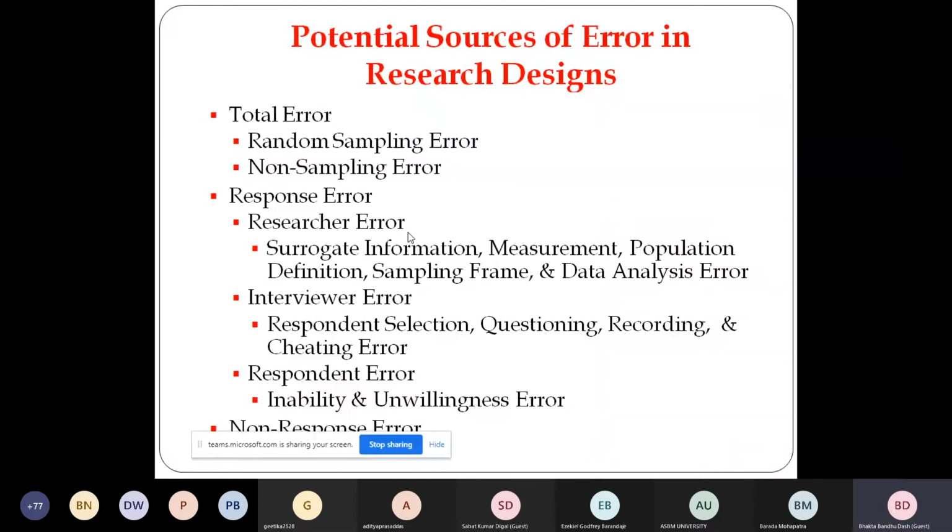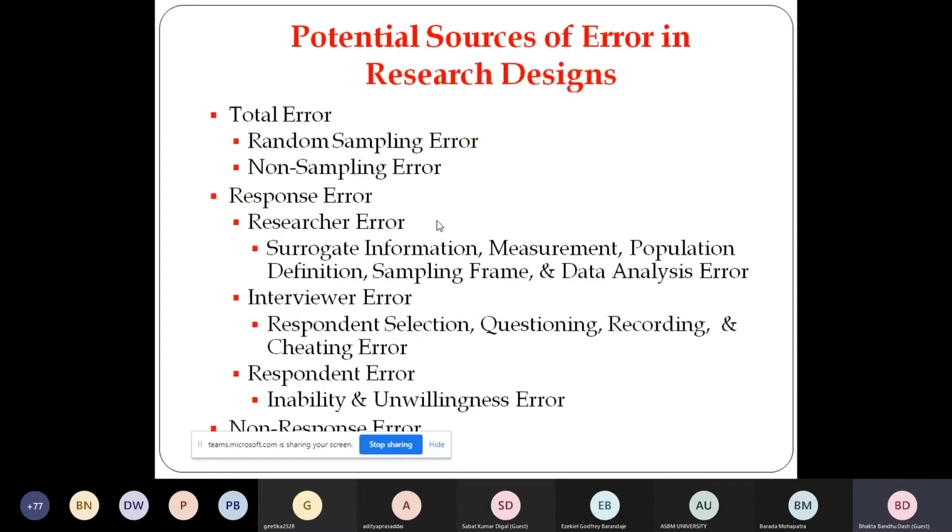Sometimes you also do cheating error. That means actually you do not intervene in the field and you do not collect information. So whatever information you share is all fabricated information. You design it according to your own tune. So your own tune is actually not expected. Only the objective of the researcher is expected, which is really not reflected there.